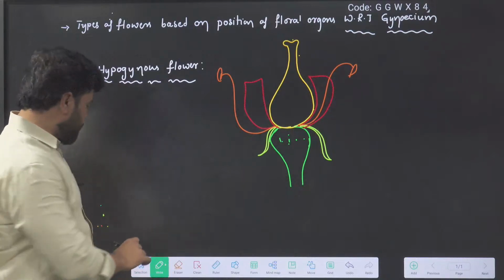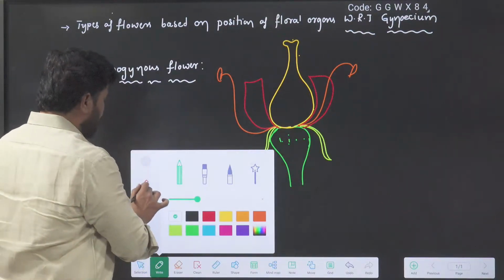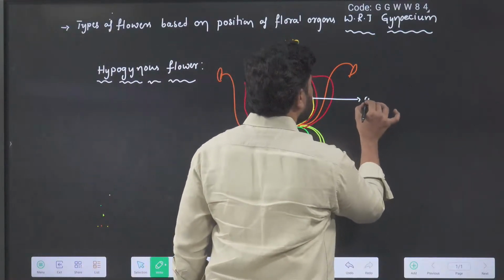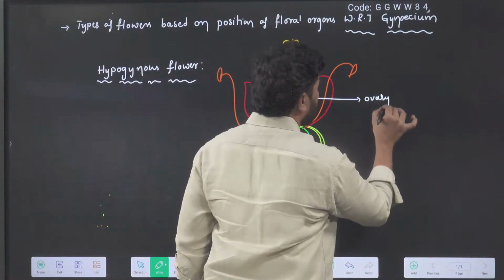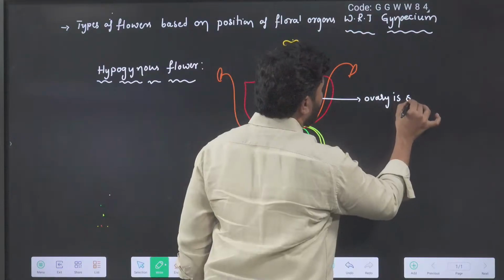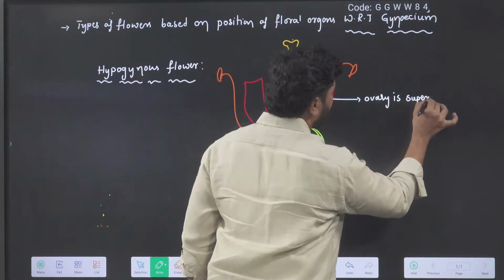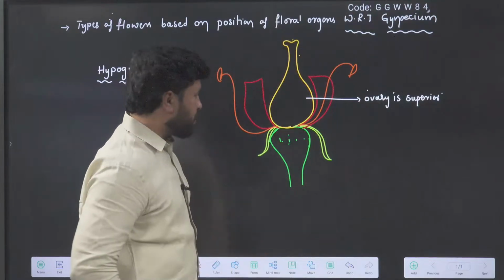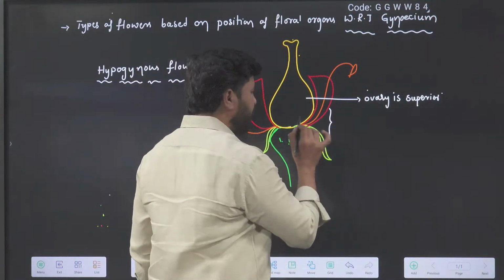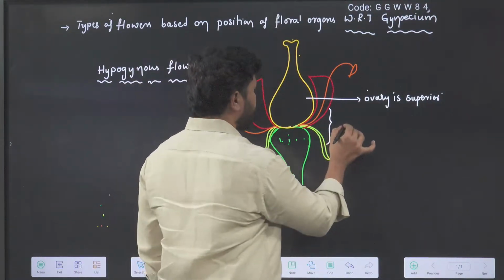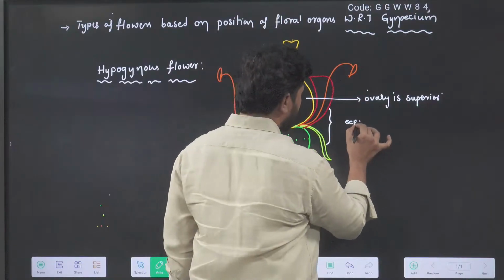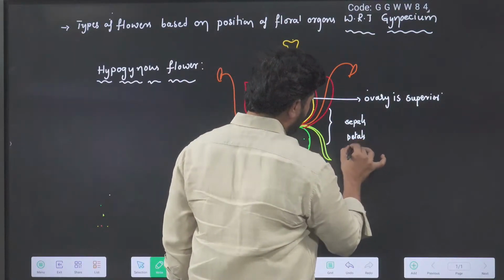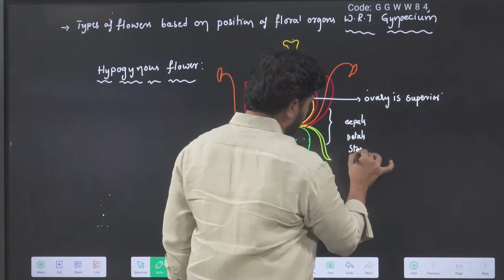In this case, the ovary that is located here is a superior ovary. Superior to whom? Superior to the floral organs. And the remaining three floral organs, it may be sepals, petals, and stamens.